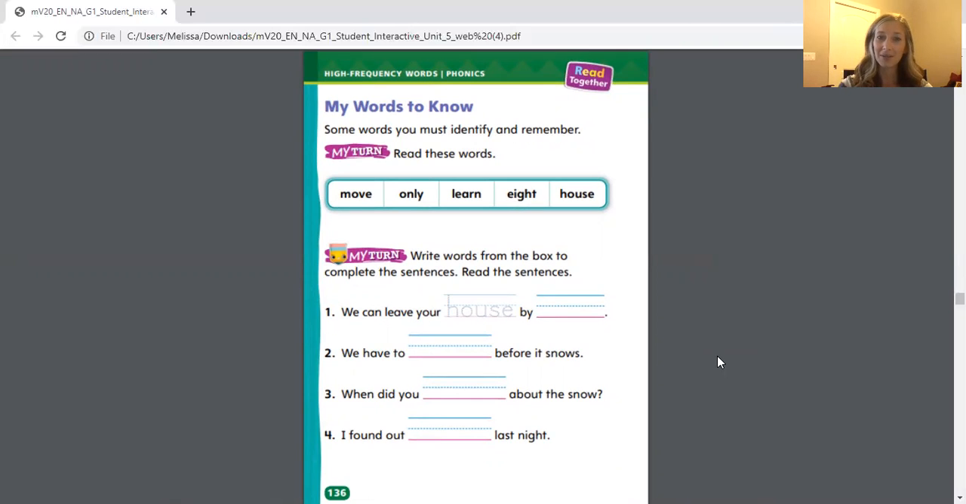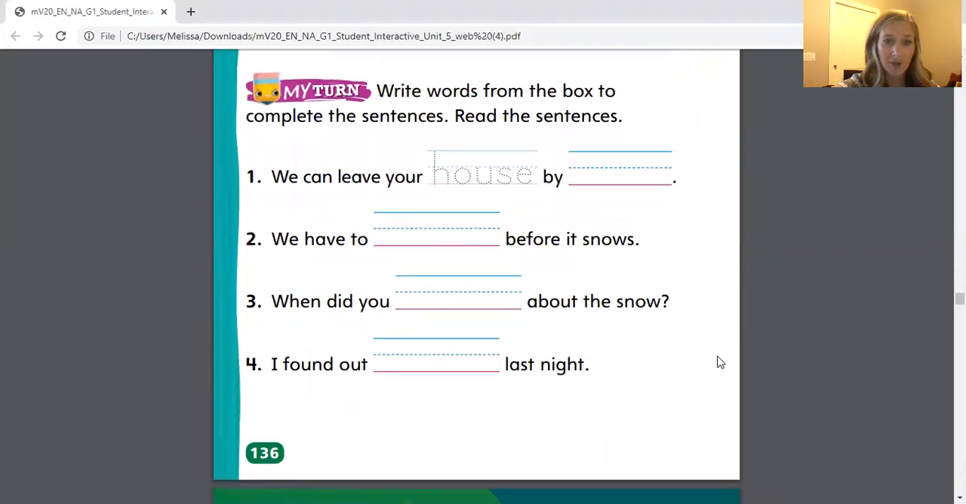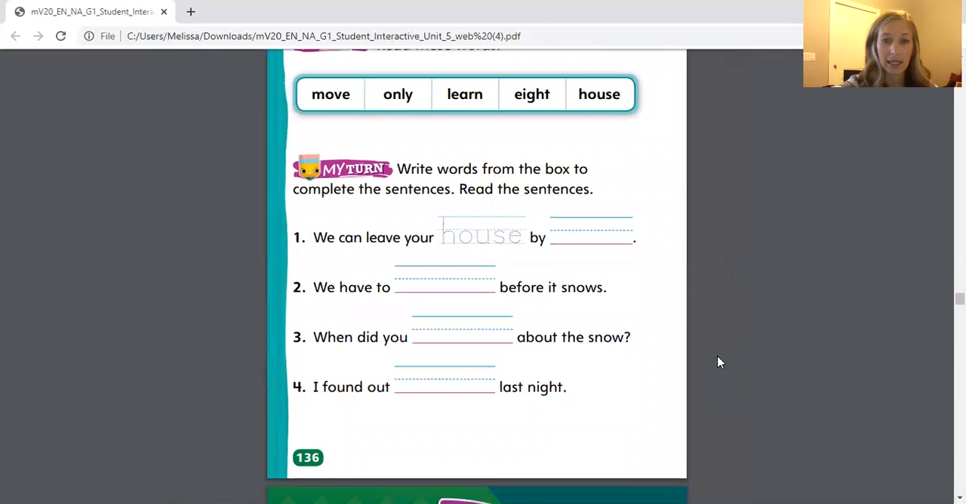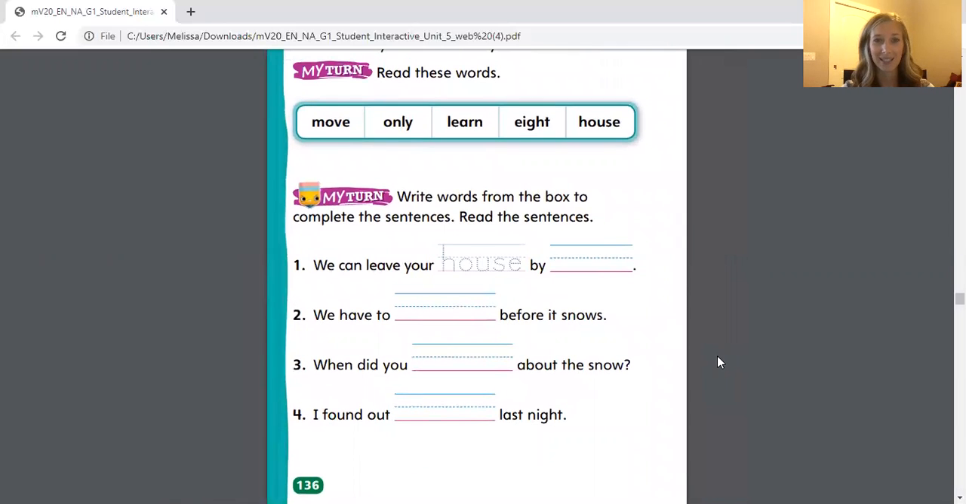All right, our words to know for the week. These are words that you need to be able to identify and remember. The words are move, only, learn, ate, house. And I feel like these are words that you're probably already familiar with. So our job today on this page is to fill in the blank. Write words from the box to complete the sentences, and then make sure you read these sentences. That way you're practicing your reading skills too.